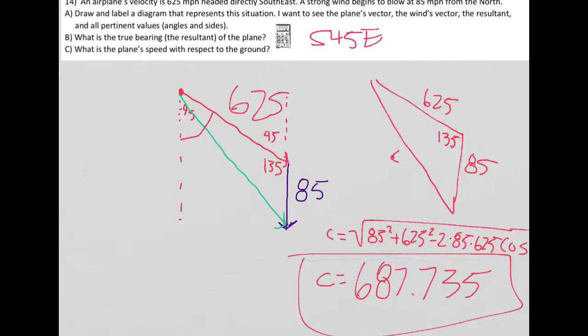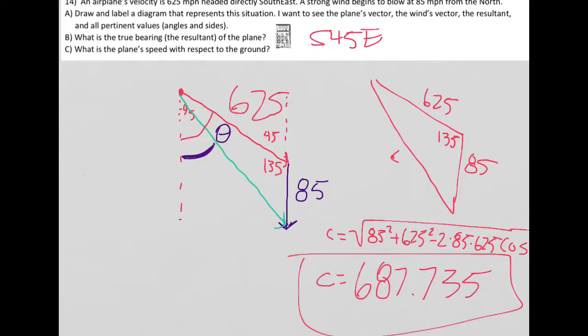But we also need to know what is the true bearing, aka the bearing of the resultant of the plane. And so we need to figure out what this purple angle right there is, because that will tell us the bearing, how many degrees off of south the plane is actually flying. To figure that out, we first need to figure out that theta right there, because we know that whole pink angle is 45. So if we can subtract theta from 45, we'll get that purple angle.